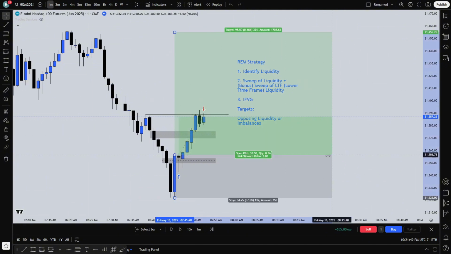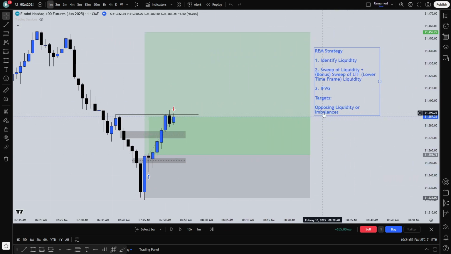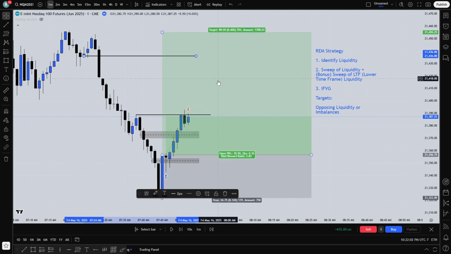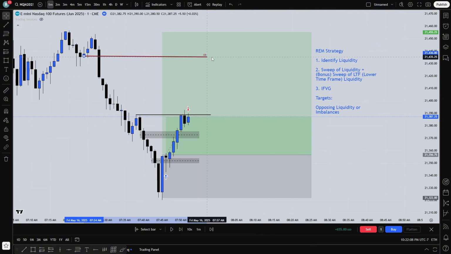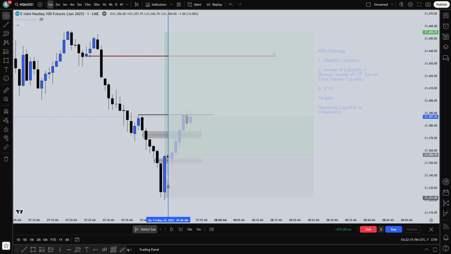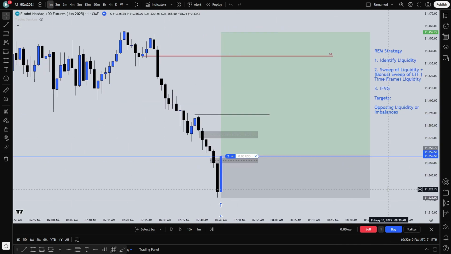So this is our strategy here. For targets, we're just targeting opposing liquidity or imbalances, for example our fair value gaps. Or we have this higher time frame order block here that price is likely to go into. I'm going to mark this out as well. Let's see how price reacts here and where we could take partials. So let's go back here. We'll say we entered this.